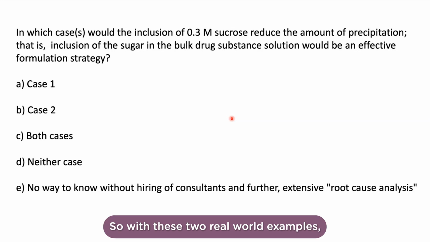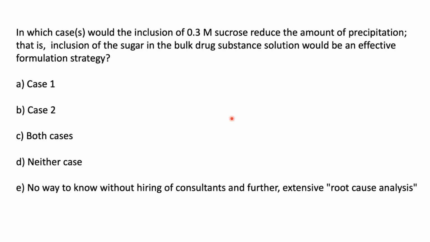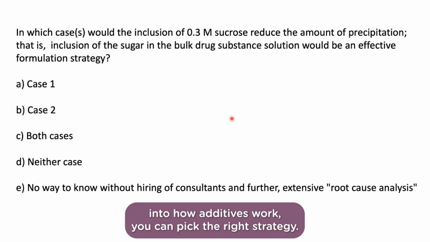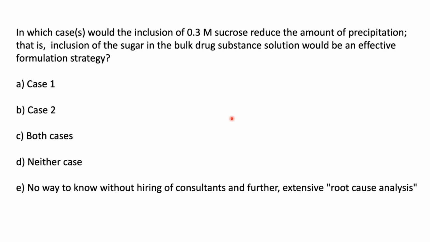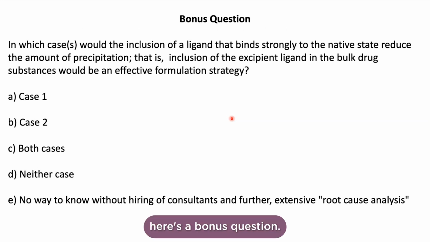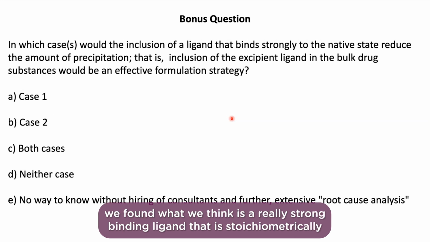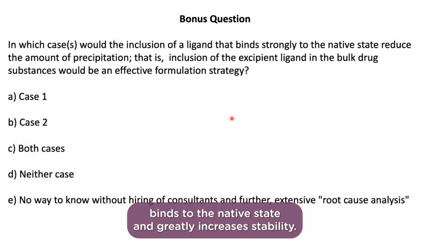So with these two real-world examples, by having mechanistic insights into how additives work, you can pick the right strategy, okay? Here's a bonus question. What about if we had said, hey, in this earlier study, we found what we think is a really strong binding ligand that stoichiometrically binds to the native state and greatly increases stability.